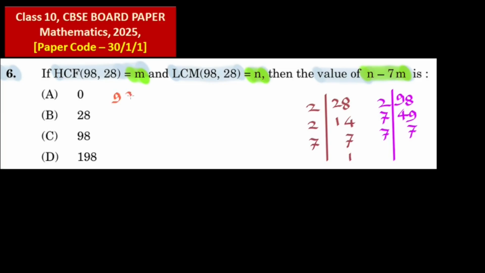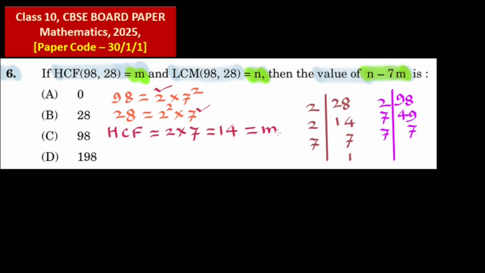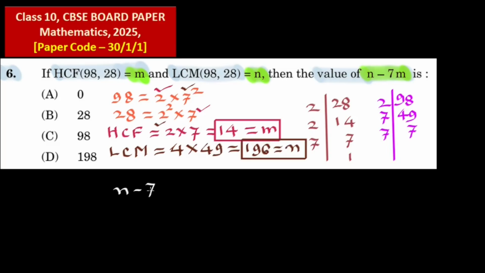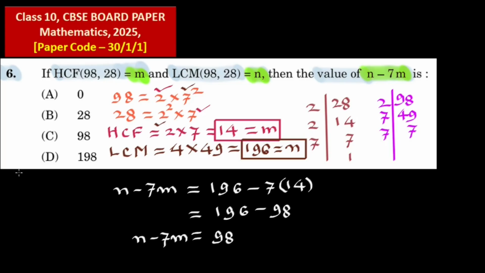Prime factors of 98, 2 into 7 square, that of 28, 2 square into 7. Now their HCF, product of lowest powers of common factors. So 2 multiplied by 7, 14, which is m. LCM is highest powers of common factors. 2 square, that is 4, into 7 square, 49, 196, which is n. Now n minus 7m is 196 minus 7 into 14, 196 minus 98, 98. Hence, the correct answer option is C, 98.